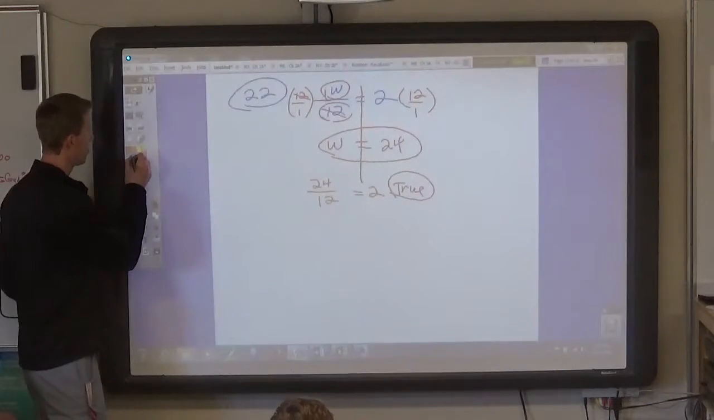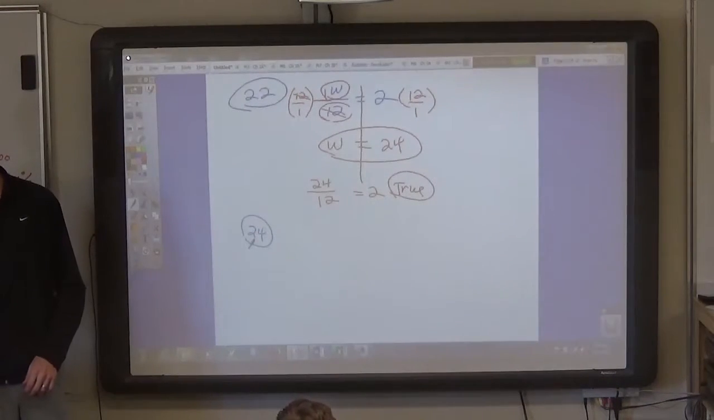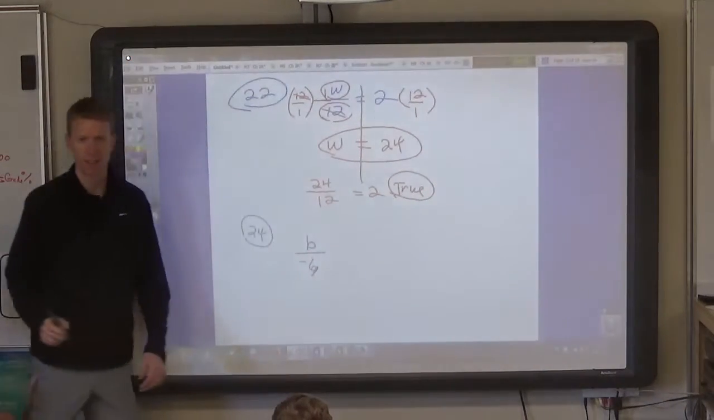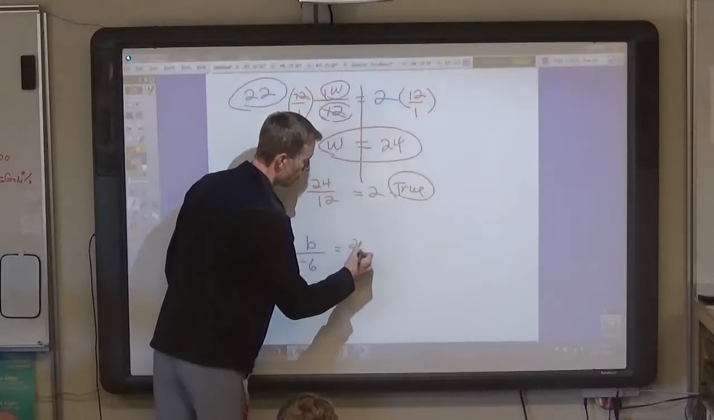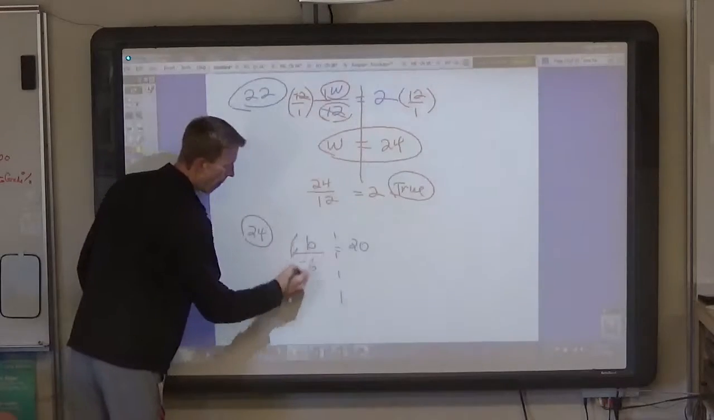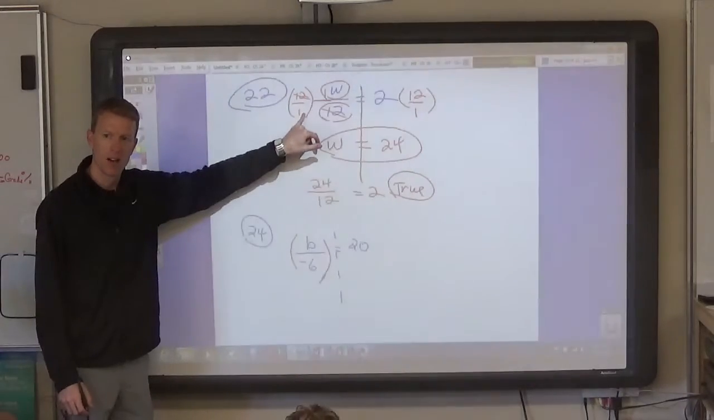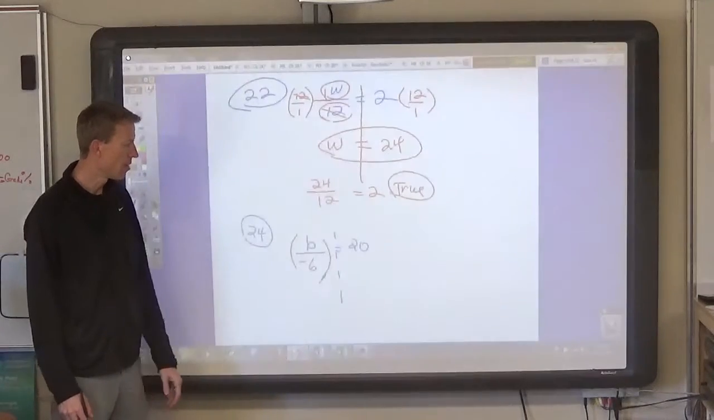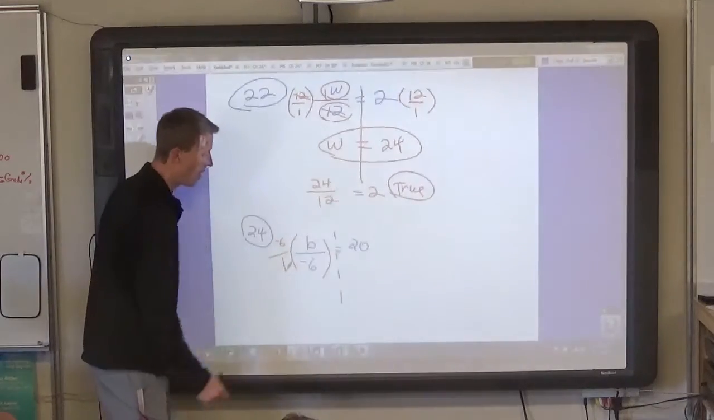Let's do one more. Number 24. B divided by negative 6 equals 20. Start on the side with the variable. Now you can put parentheses around either number when you're multiplying. So this time I put parentheses around this to show multiplying by -6 on the top line and 1 on the bottom line.